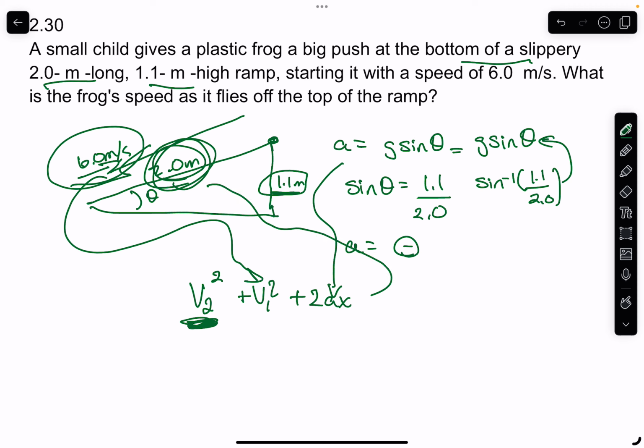Because the length of the ramp was 2. We know everything except for V2. You'll have a square root involved, but that's how you solve it.